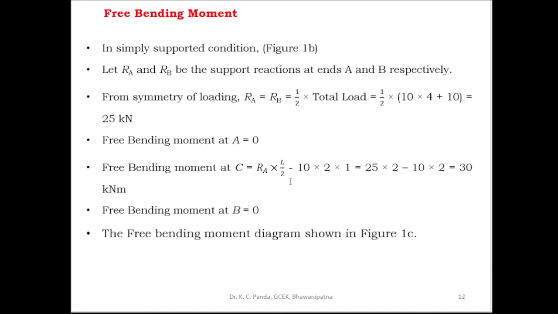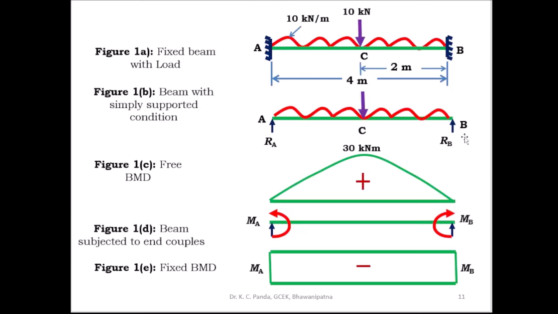RA into L by 2 minus 10 into 2 into 1, that is 25 into 2 minus 10 into 2. So this is equal to 30 kilonewton meter. The free bending moment at C is equal to 30 kilonewton meter. Then what is the free bending moment at B? So at B the free bending moment is equal to 0. You know at the end the bending moment is equal to 0.